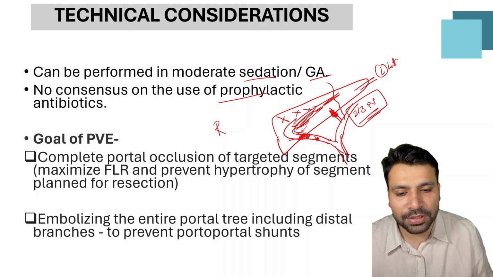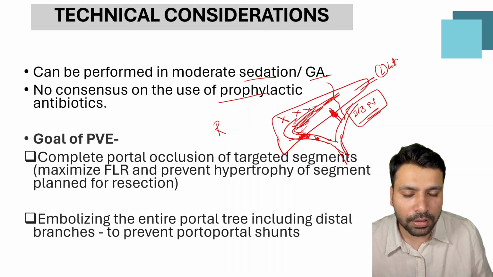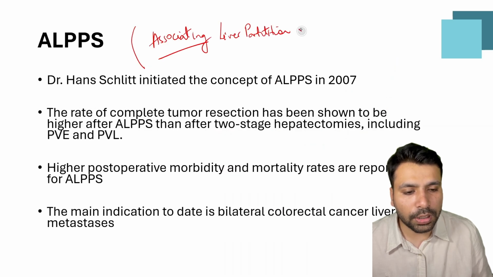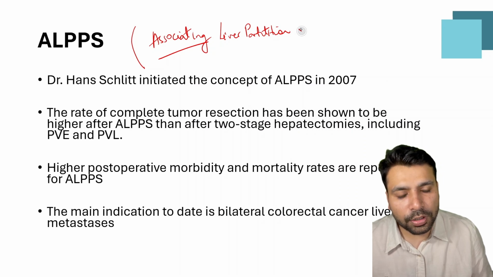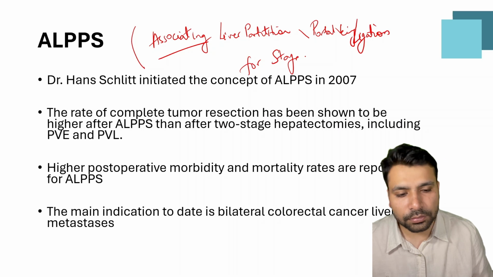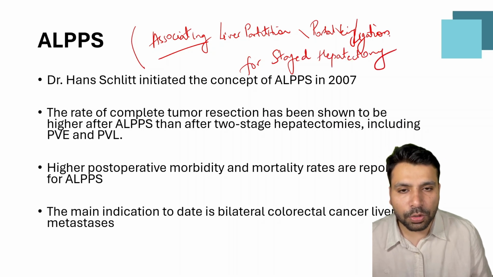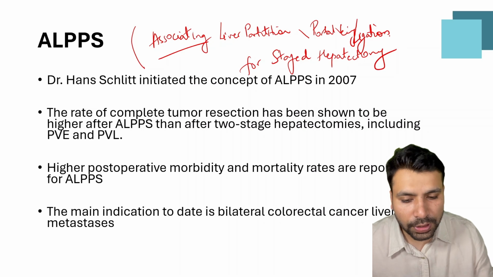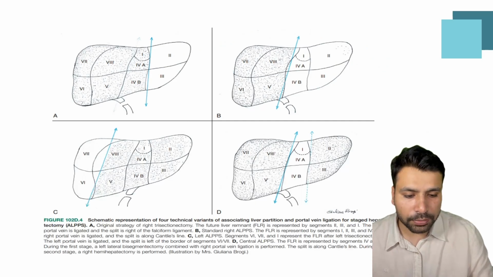Okay, many times I have seen this. So this is: associating liver partition and portal vein ligation for staged hepatectomy. So this is what is important: associating liver partition with portal vein ligation for staged hepatectomy.